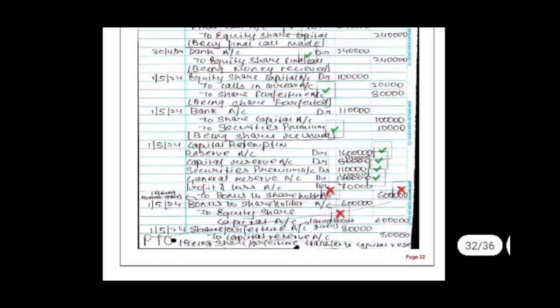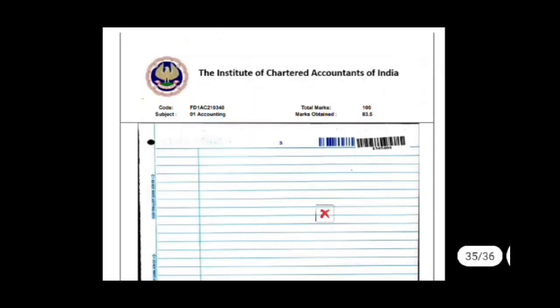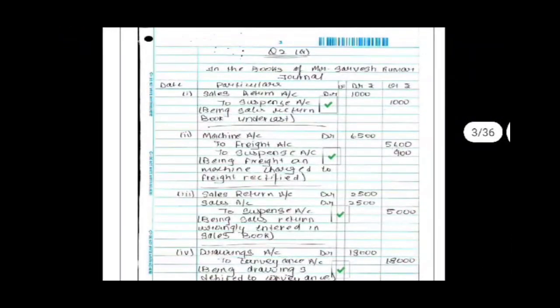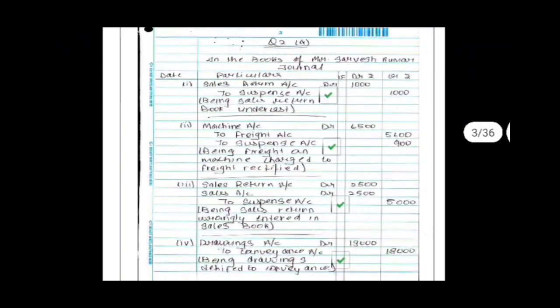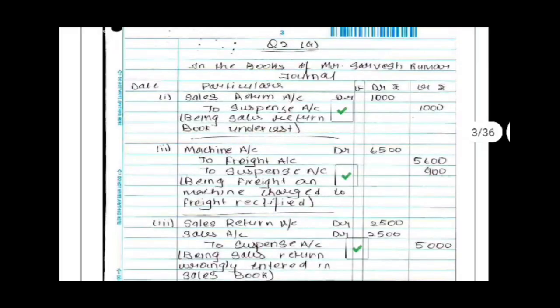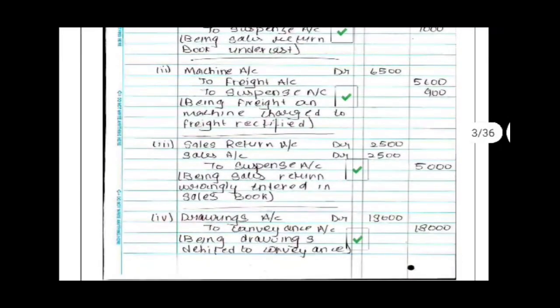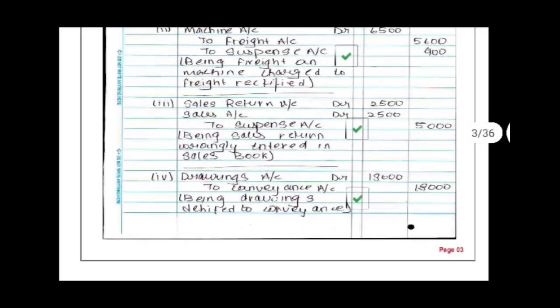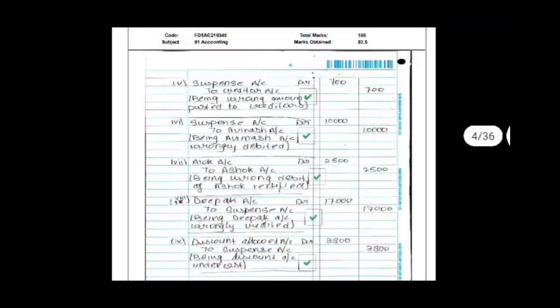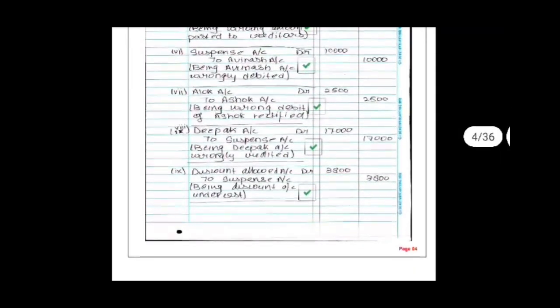Moving on to the format for the second question, 2A, that is rectification of errors. Normal entries: being sales return book undercast, being freight on machine charged to freight rectified, being sales return wrongly entered in sales book. Simple narrations, date, particulars, LF, debit, credit. Don't forget to write in the books of Mr. Sarvesh Kumar, journal. About 10 entries, all correct.